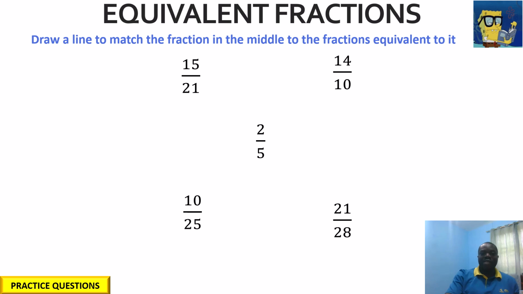Question says, draw a line to match the fraction in the middle to the fractions equivalent to it. So we have 2 over 5 in the middle, 15 out of 21, 14 out of 10, 10 out of 25, 21 out of 28. You can pause the video and copy the question out. Let's go to the next question for you to try.